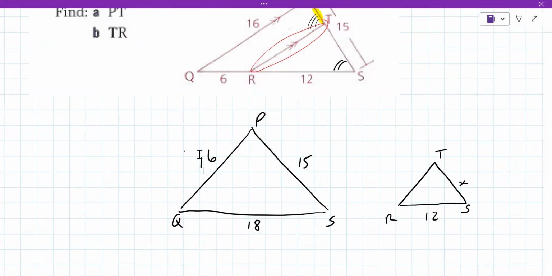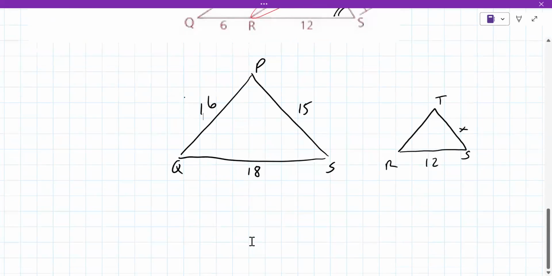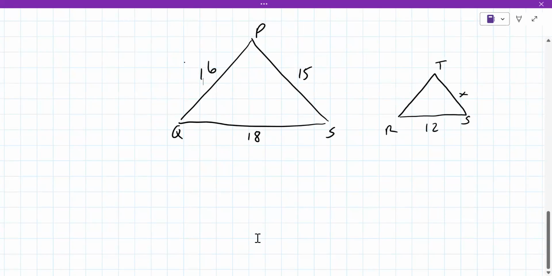Yes. Maybe. Okay. So you could set up a proportion. You can also figure out the scale factor. I don't remember that one quite as much, so let's not do it that way. So X over 15, because that goes with this side here, equals 12 over 18.